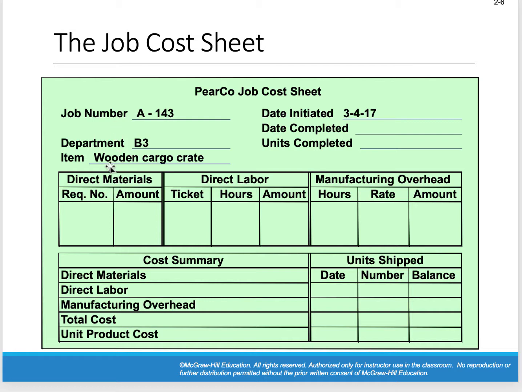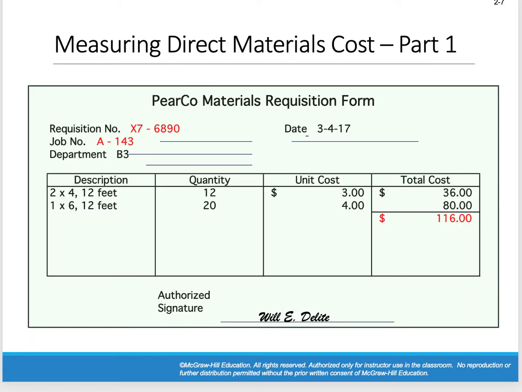It shows the items that we're making here. Apparently in this example, we're making wooden cargo crates. So to make these wooden cargo crates, we're going to need a certain amount of direct material, a certain amount of direct labor, and we're going to apply a certain amount of manufacturing overhead, okay? So this is pretty much the job order cost sheet, and this is what allows us to mechanically keep track of each job and the costs that are incurred in each job, okay?